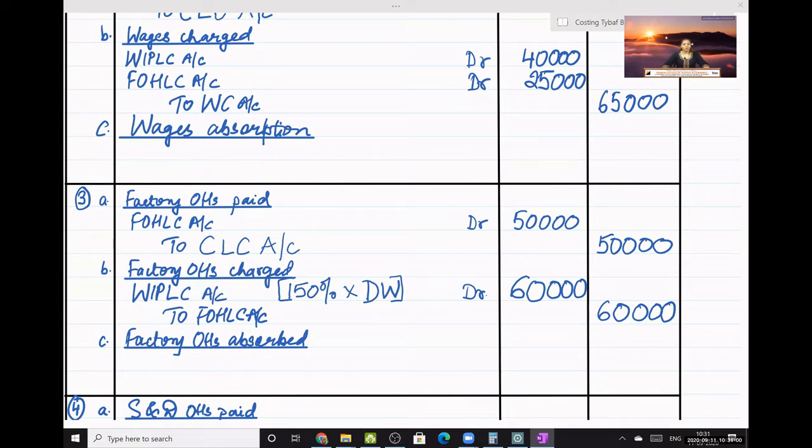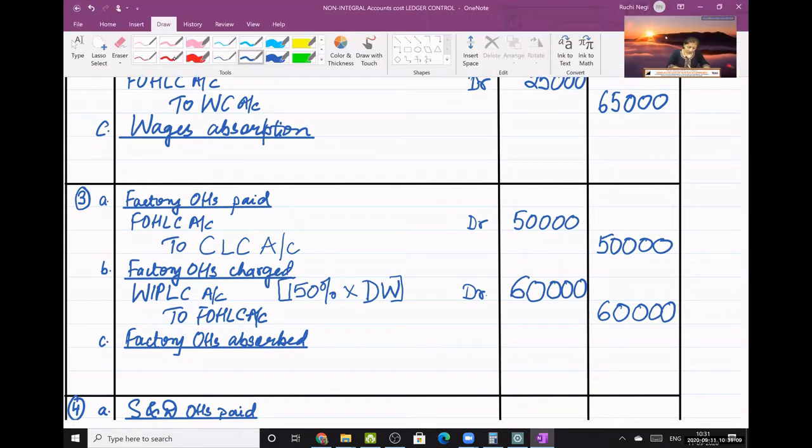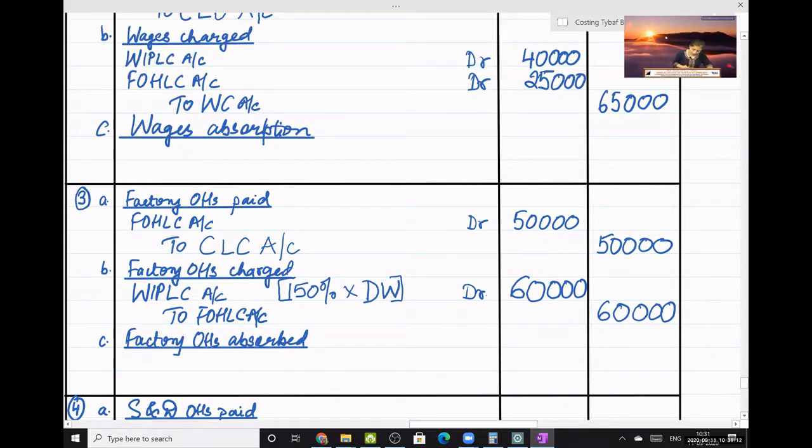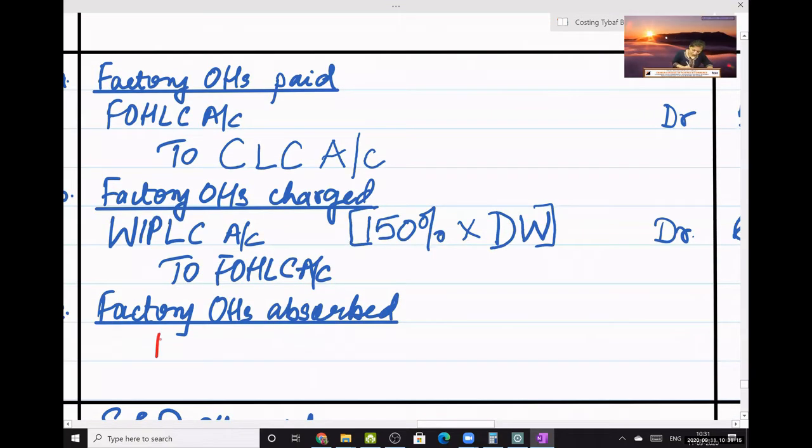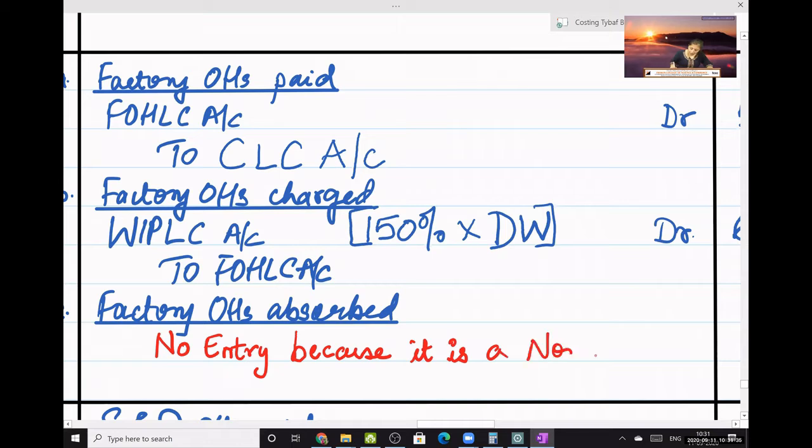अभी एब्जॉर्प्शन तो होगा नहीं बिकॉज क्वेश्चन ने बोला है कि यू हैव टू ट्रीट इट एज अ नॉन-पीरियड कॉस्ट. सो राइट दैट. लिखो उधर, नो एंट्री, because it is a non-period cost. As per question.